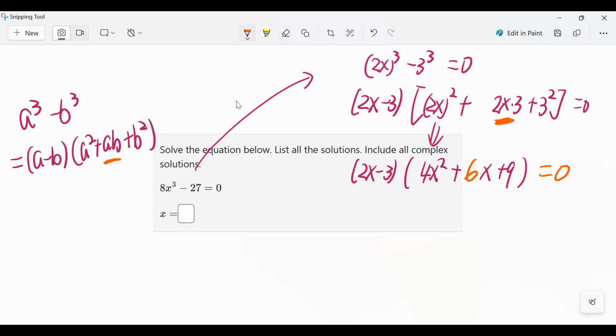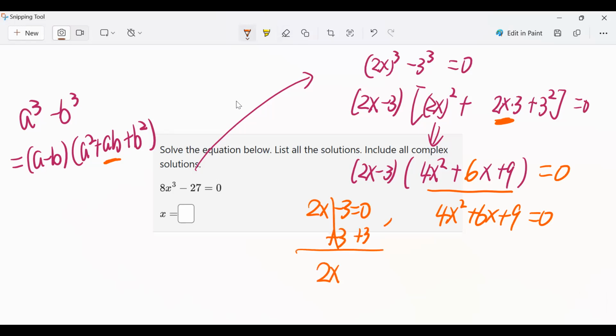And equal 0. Okay. Now, we set each factor equal to 0. This is not factorable, so 2x minus 3 equals 0. The other one, we're going to use the quadratic formula to solve. So the first solution, adding 3 to both sides of the equation, we get 2x equals 3. And divide both sides of the equation by 2, x equals 3 over 2.